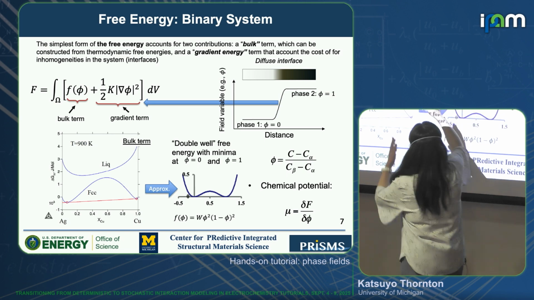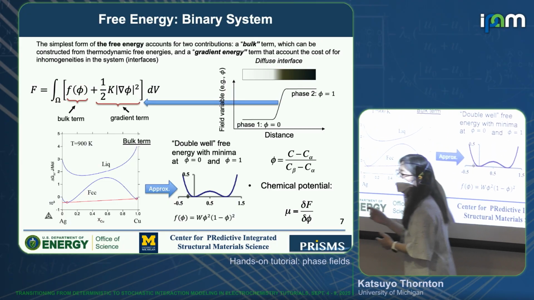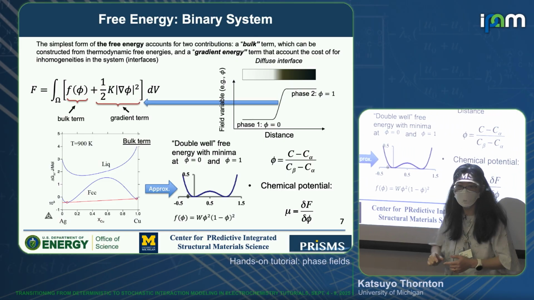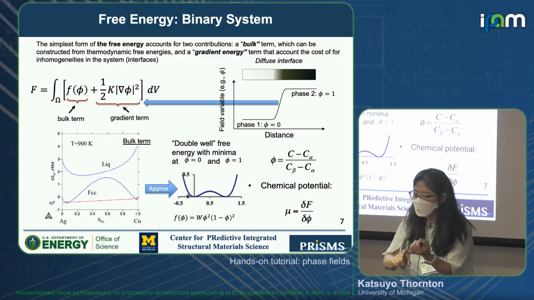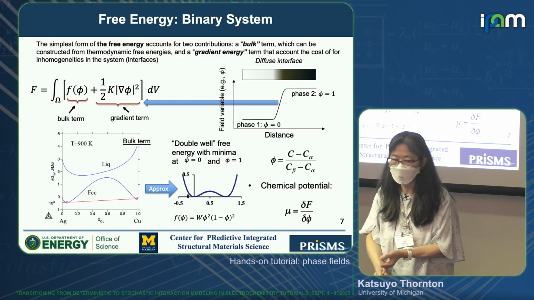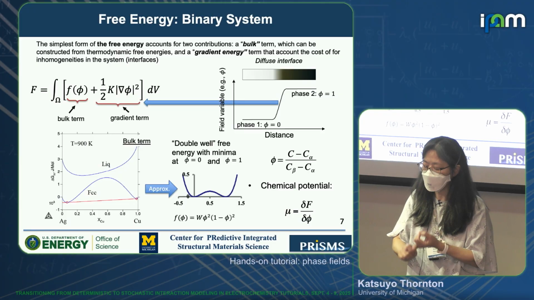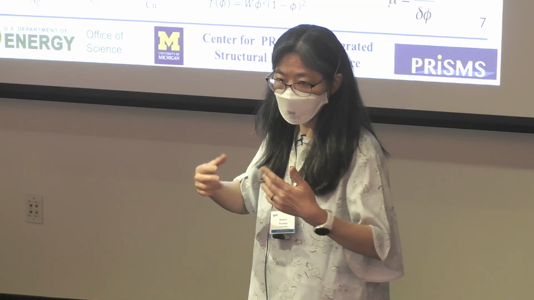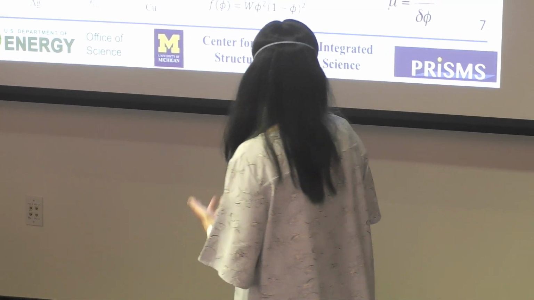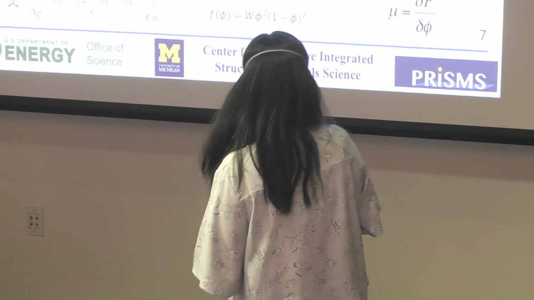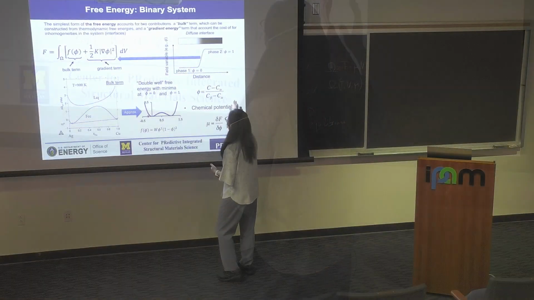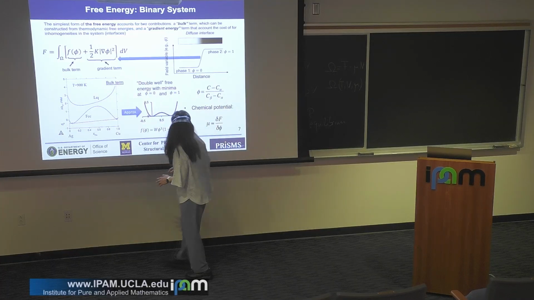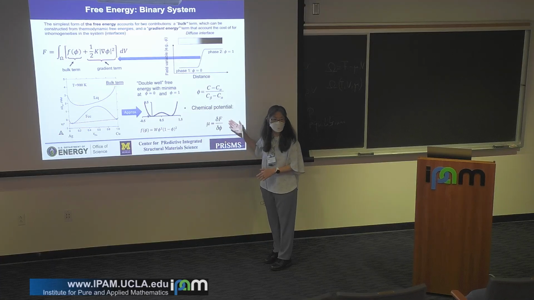The balance between this term and this term gives rise to a well-controlled interfacial thickness that allows you to calculate the curvature, and to obtain the right dependence of the chemical potential on curvature to reproduce the Gibbs-Thomson effect. So these are the terms that go in. Once you have this free energy, you can calculate the chemical potential.